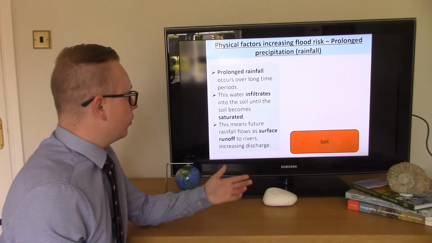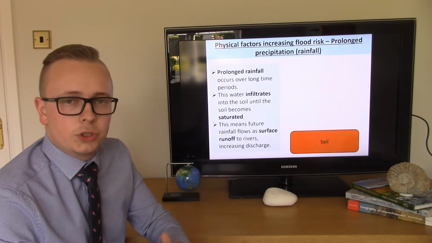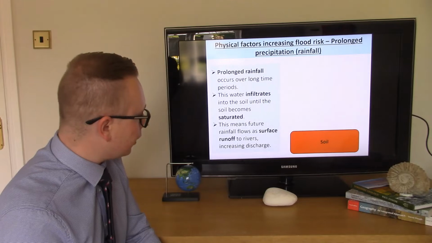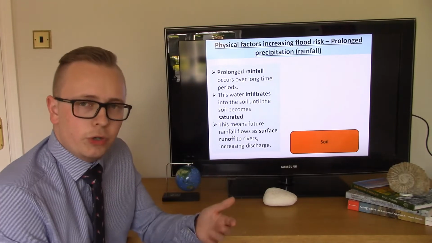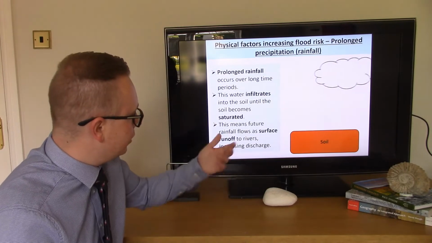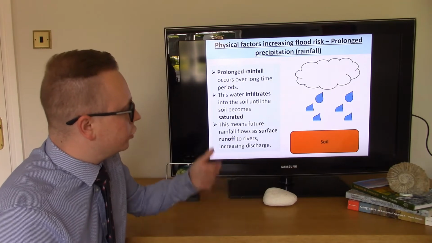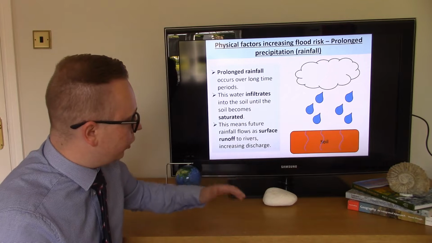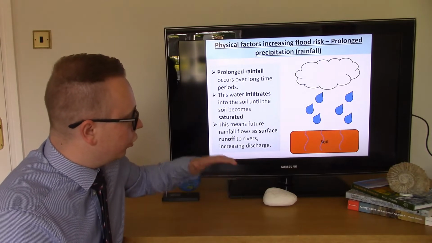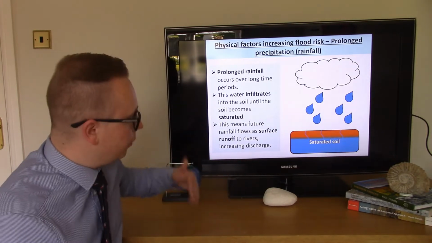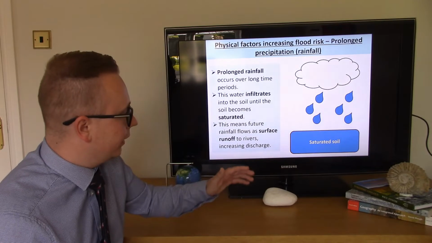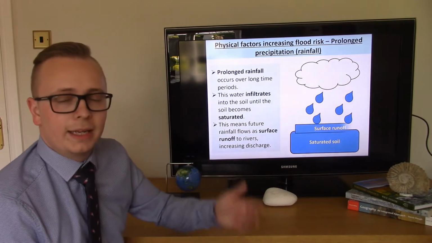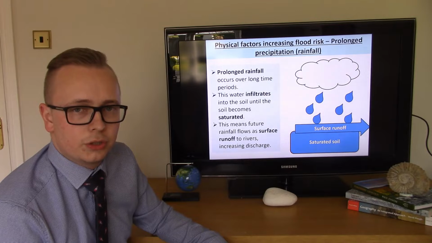We've then got prolonged rainfall. That's when rainfall is taking place over long periods of time. And we've got infiltration taking place here, water infiltrating into the soil, and that keeps on happening until the soil layer becomes saturated. And when that soil layer fills up with water and can no longer hold any more water, then we will see surface runoff over the land into the rivers, and again increasing that river discharge.